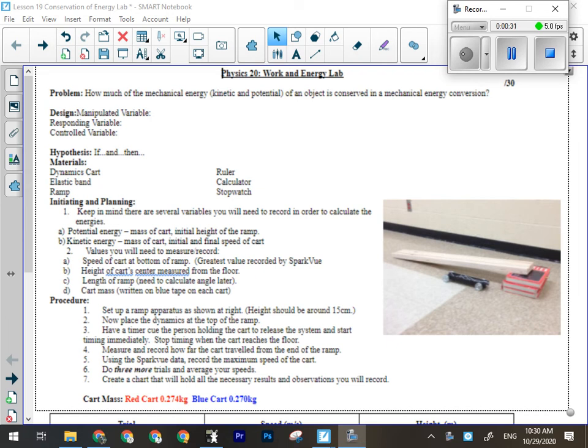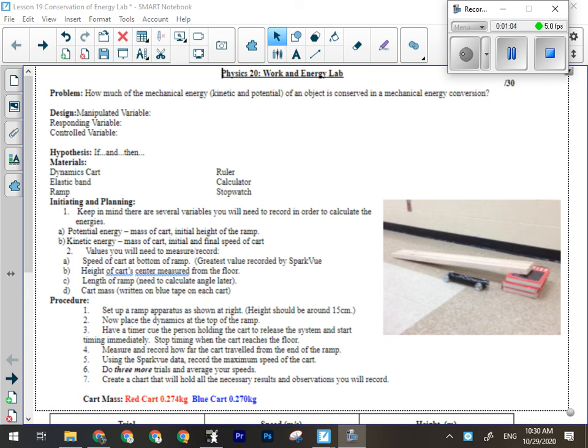Now when you're thinking about your design and variables here, I want you to think about this. The only way this experiment happens is if there's what at the beginning of the experiment? We can't compare the kinetic energy at the bottom to anything if we don't have potential energy at the top. Those are the two things we're comparing. So we're giving it potential energy.